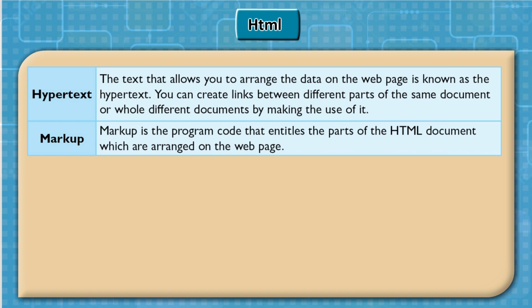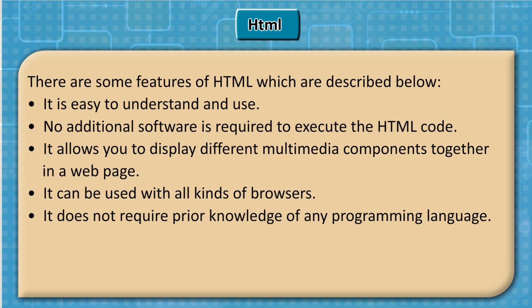Hypertext. The text that allows you to arrange the data on the web page is known as the hypertext. You can create links between different parts of the same document or whole different documents by making use of it. Markup. Markup is the program code that entitles the parts of the HTML document which are arranged on the web page. There are some features of HTML which are described below.